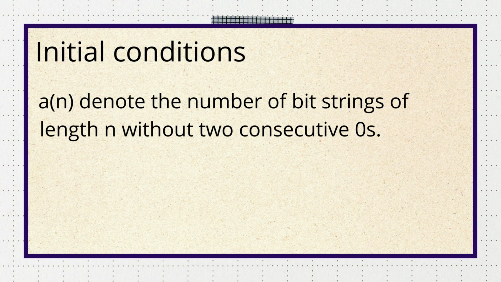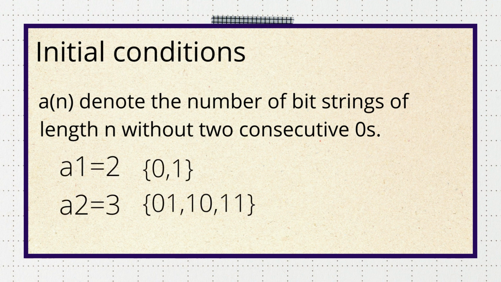And we have to find the initial conditions before we answer the question. The A_n here means the number of bit strings of length n without two consecutive zeros. For A1, it is 2, because it is either 0 or 1. Both of them do not contain two consecutive zeros. And for A2, it is equal to 3: 01, 10, and 11.